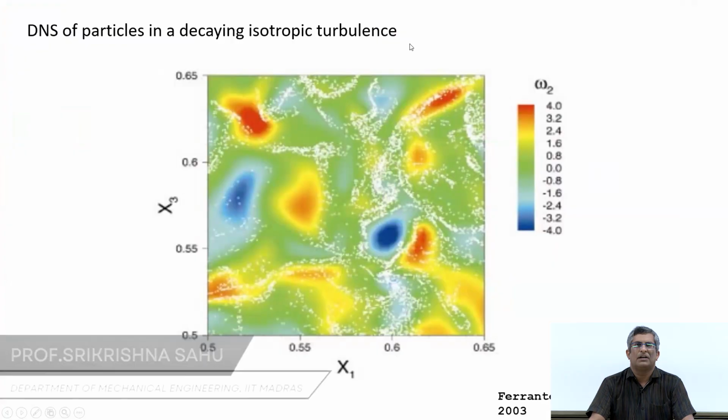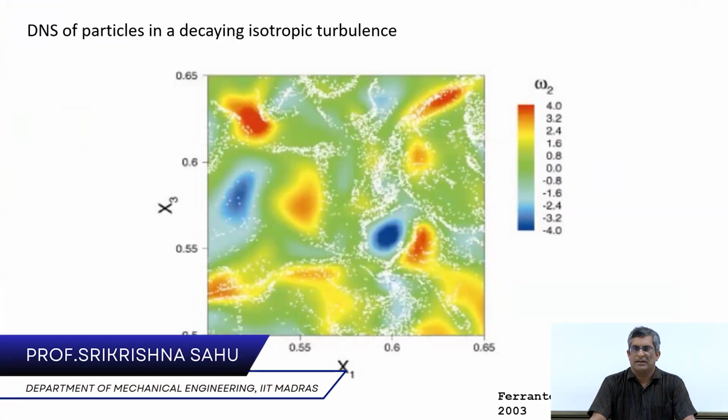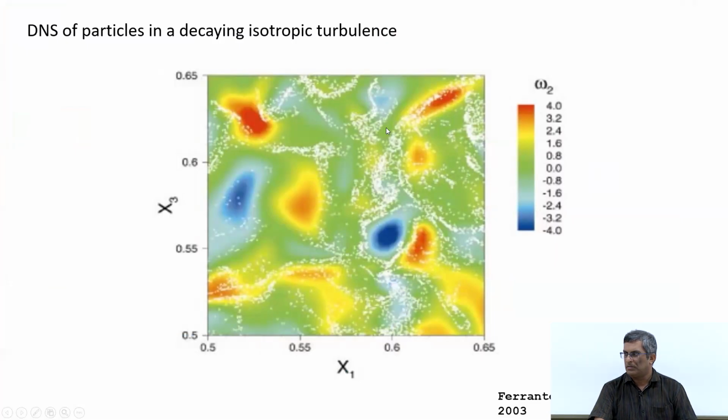So, this is to give you some glimpse of the different methods of simulating particle laden flow. I have included few examples. This is the DNS of particles in decaying isotropic turbulence by Ferrand and Elgobashi. Decaying isotropic turbulence means the turbulence which decays with time.